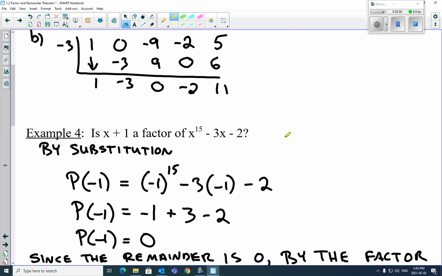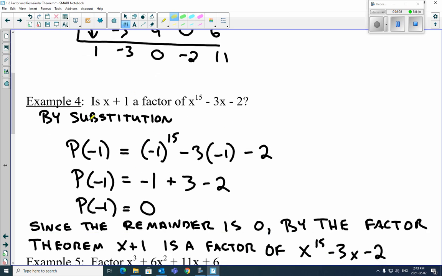You got a whole stack of zeros in there. So we can do the binomial remainder theorem. So plug in negative 1, right? Because we're plugging in what makes this equal to 0, which would be negative 1.